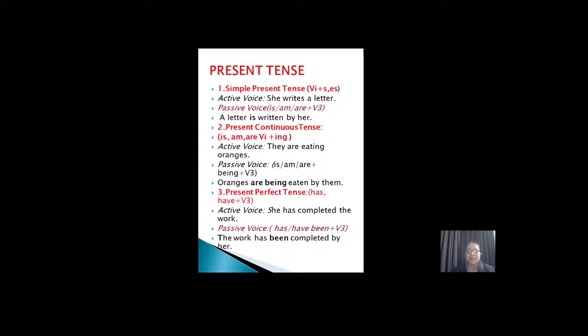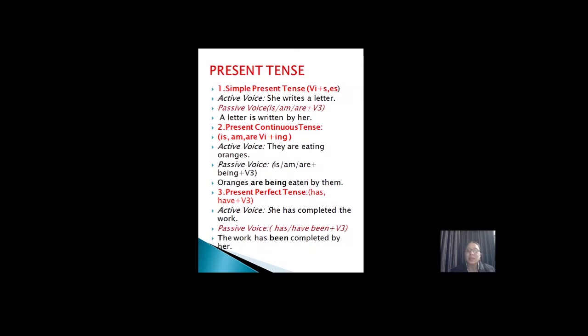Now second, present continuous tense. As per the rule of present continuous tense, we have is, am, are, V1 plus ing. Active voice: They are eating oranges. Now while changing it into passive voice, a bit of change we will see here. Is/am/are will remain the same, it will change according to the given object. So here one word is added, being. Now listen students, in continuous tense we use V1 plus ing. That ing which has been added with V1, now that ing will be added with be.